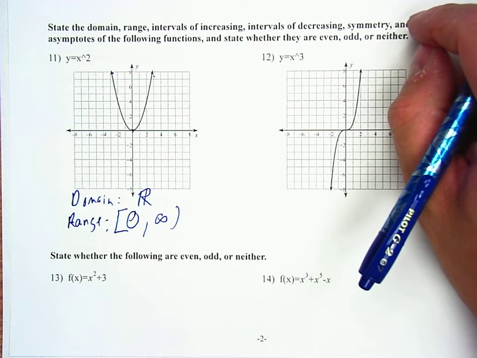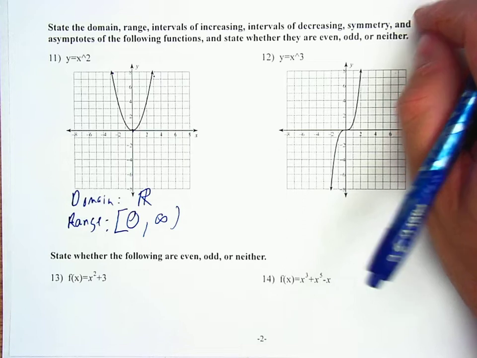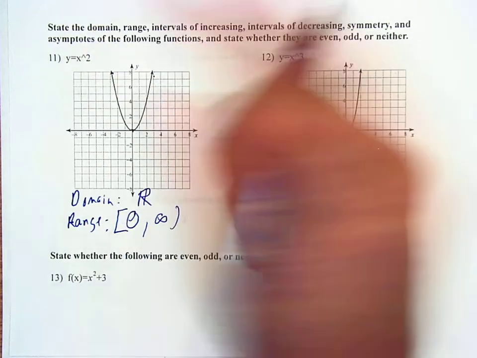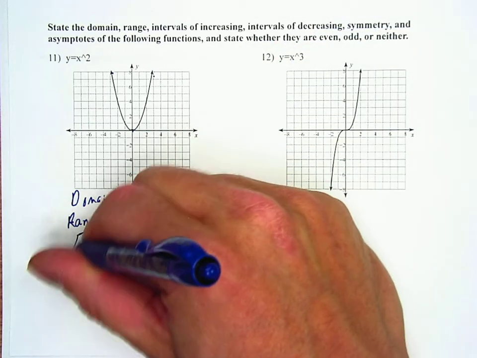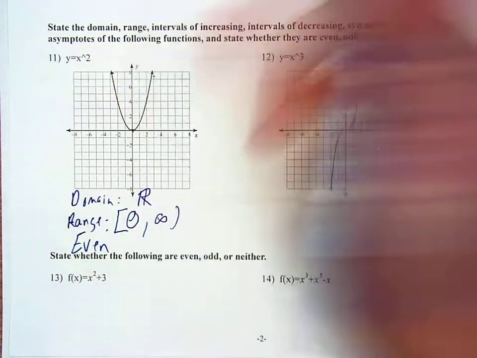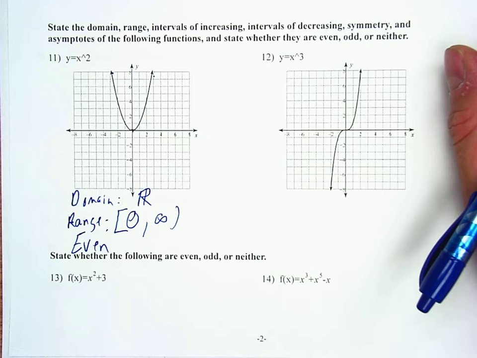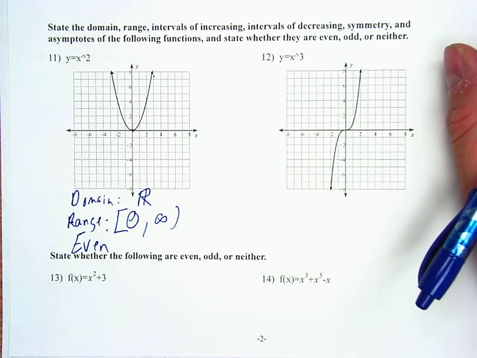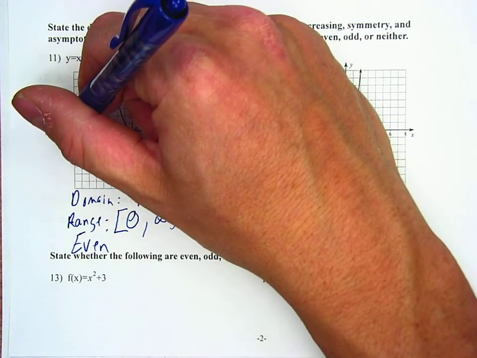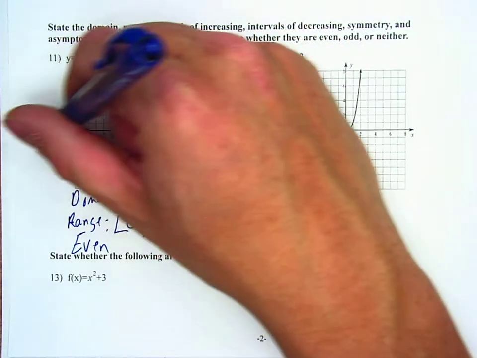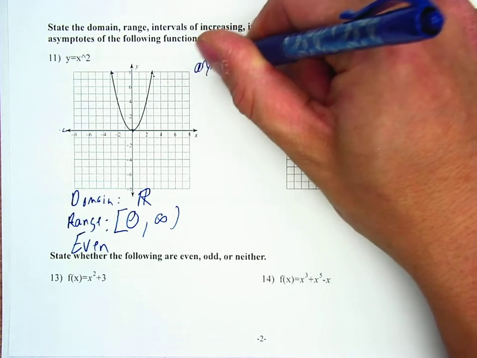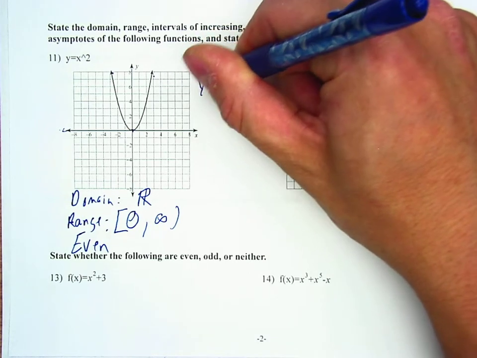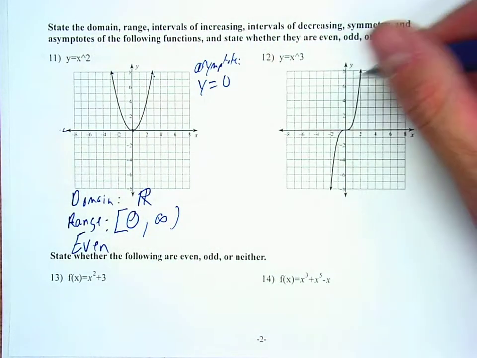All right, now even and odd again is a point with the arrows. So if they both point the same direction, you have an even function. If they point opposite directions, you have an odd. So this is even because they both point the same direction. They both point up, the arrows. And asymptotes, well, that's going to be with the line that it doesn't cross. It does not cross x equals 0. I mean, y equals 0. Does not cross the x-axis. You could just put the x-axis as well.